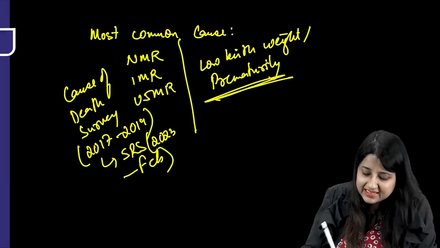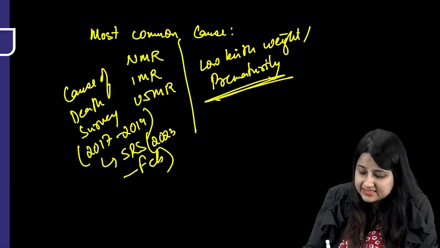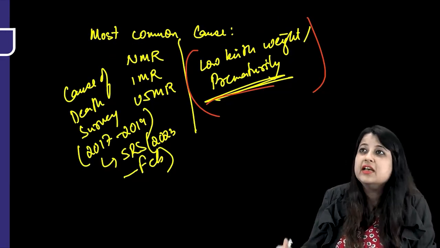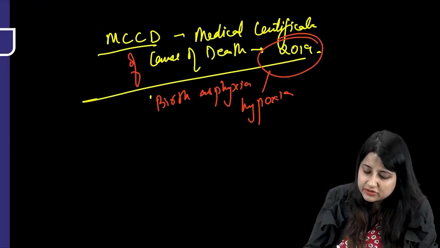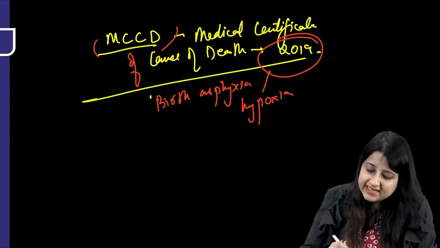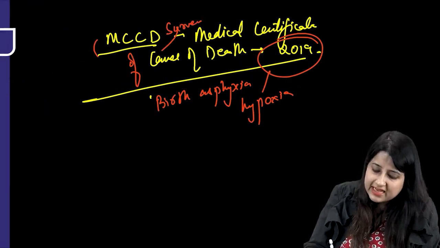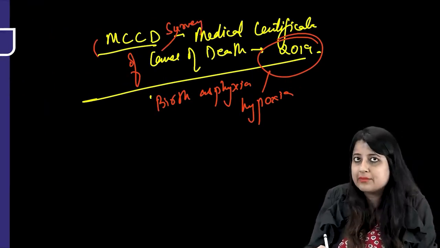But as per the latest data which got published, it is still low birth weight or prematurity. So I'm just telling you so that when you see in the question that it mentions some survey like the MCCD survey, then only the answer will change. Otherwise, it's the same.